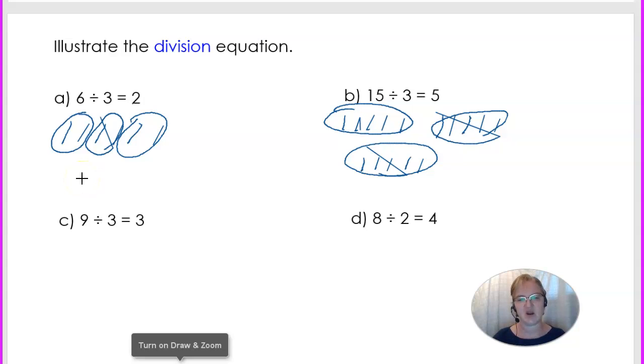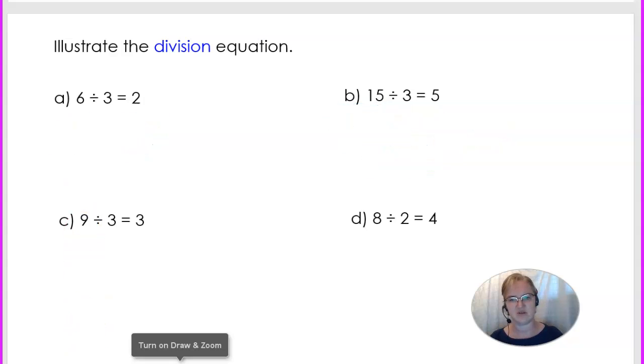Because of my pen, I'm not going to do C and D, but you get the idea of how to do those. If you have questions, you can always ask me too.